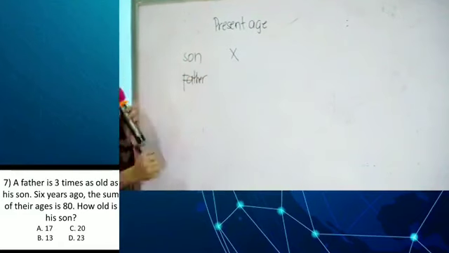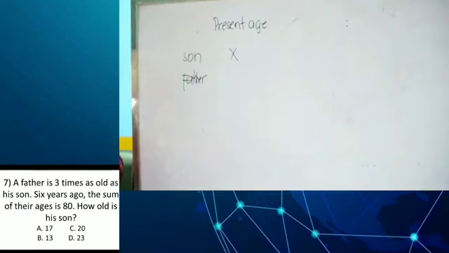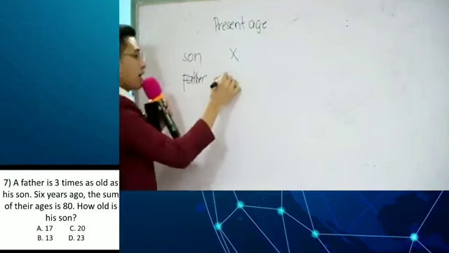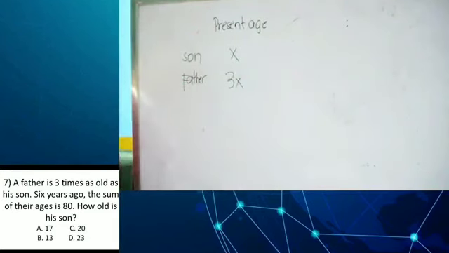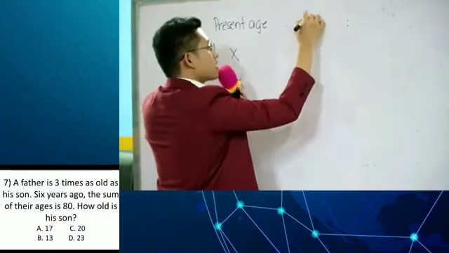So based on the problem, sabi 3 times as old as his son. So therefore, kung ang age ni son is x, so the age of the father is 3 times the son, or which is 3x. Okay? Next statement sa problem. 6 years ago, the sum of their ages is 80. So ilagay natin sa table natin yung 6 years ago.